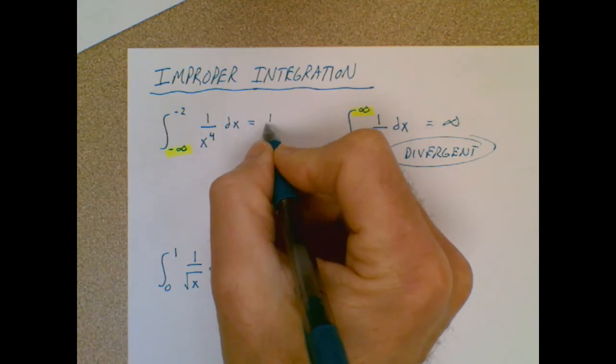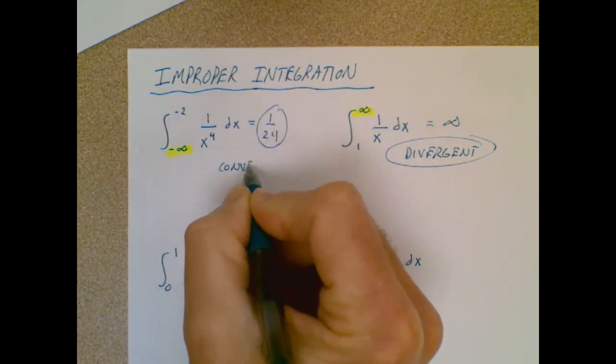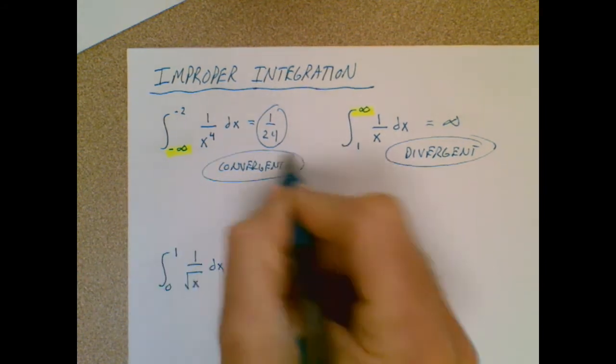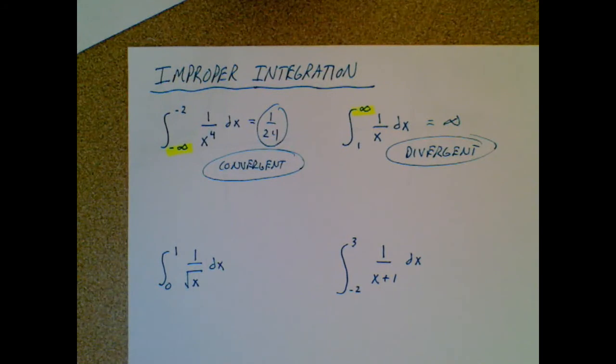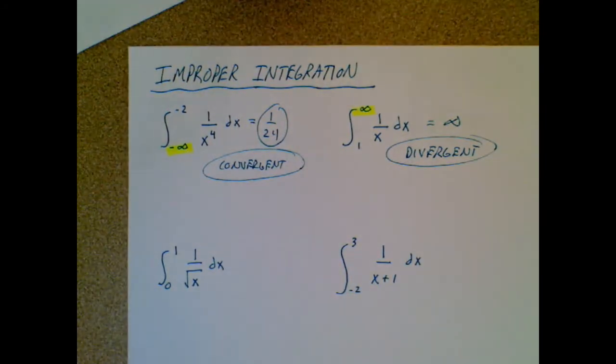I believe this one was 1/24th, and that would be called a convergent integral because we have ended up with a defined, definitive number answer. Okay, those vocabulary terms are going to come back to us with sequence and series problems later on.